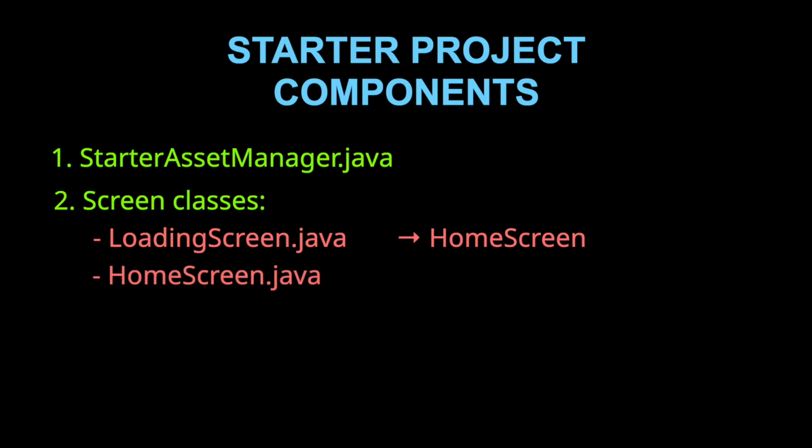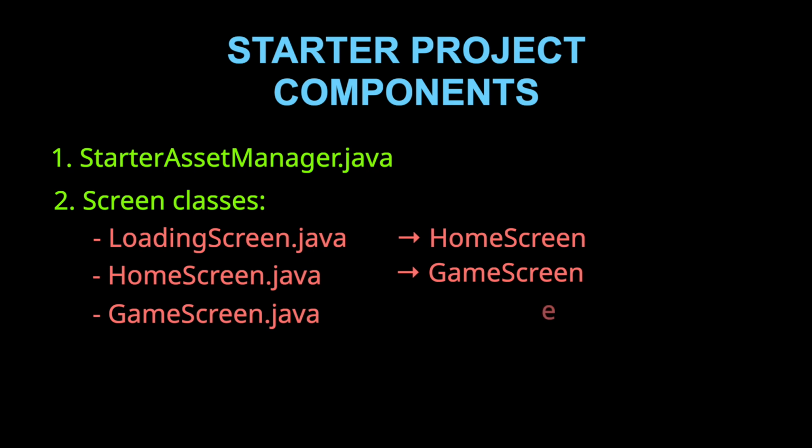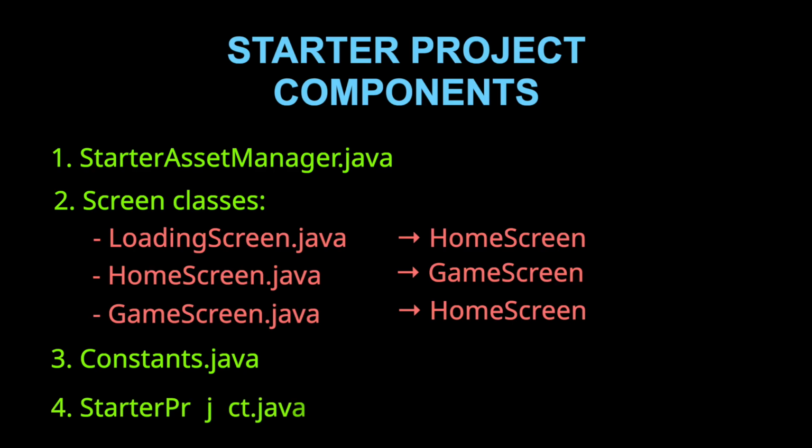The home screen displays the game title and the play button. It transitions to the game screen when the player clicks the button. The game screen is the main gameplay screen, which implements the game logic and mechanics using the render loop. You can optionally transition back to the home screen. Aside from the screen classes, we're gonna need a constants class, which is a central class to store and retrieve the game's global settings. Finally, the starter project is the main entry class responsible for initializing the core components and bootstrapping the game.